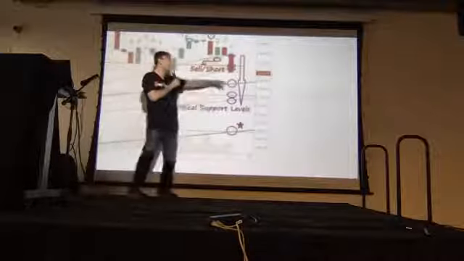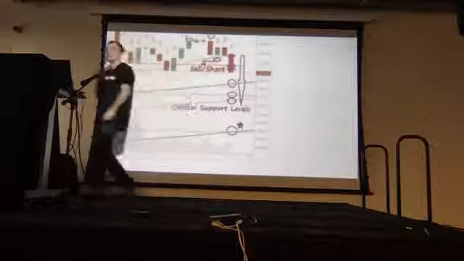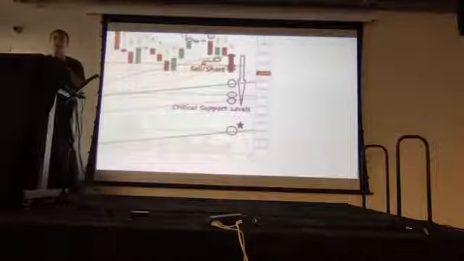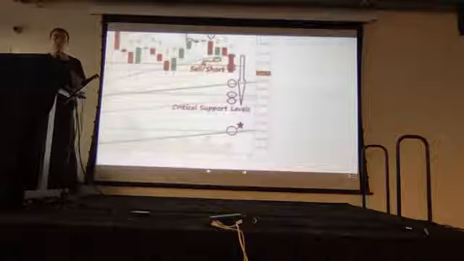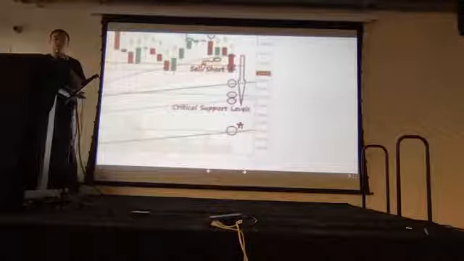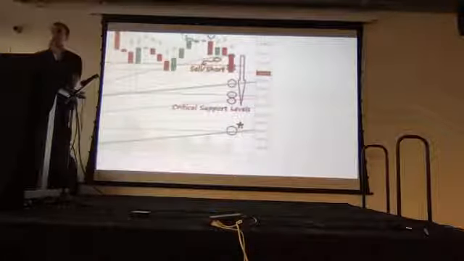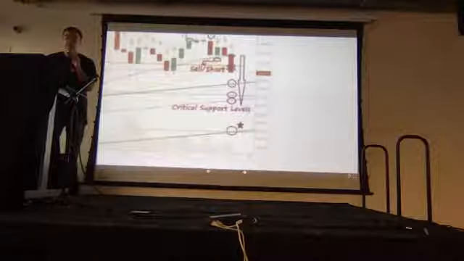And I circled all of the possible support points. But remember, I'm looking for a 9 and a support point. And you see the star right here? That's the perfect support point I'm looking for. Let's see what happened next.